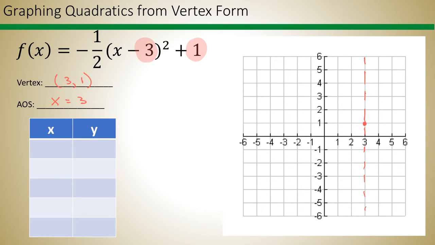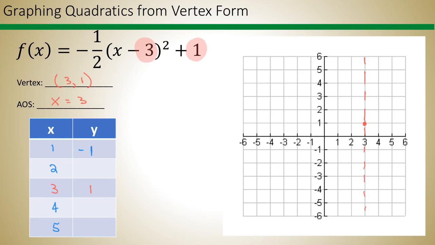Okay, so on our table, put the vertex in the middle of the table, and then I'm going to pick two numbers on each side. So that would be 1, 2, and then 4, and 5. All right, so if I substitute 1 into this function, 1 minus 3 is going to be negative 2. Negative 2 squared is going to be 4. Negative 1/2 of 4 is going to be negative 2. And negative 2 plus 1 is going to be negative 1. So we're going to put a negative 1 right there.